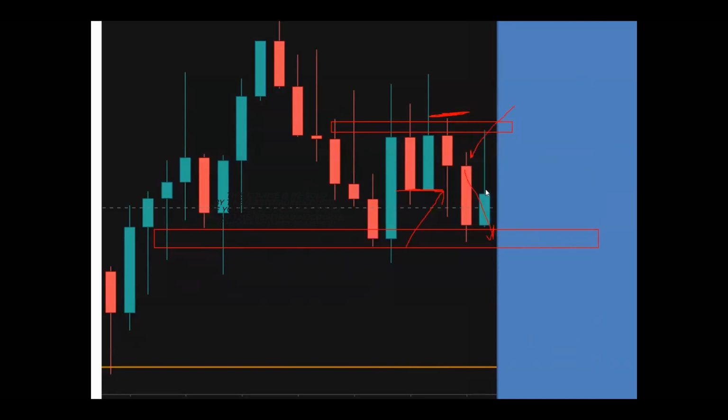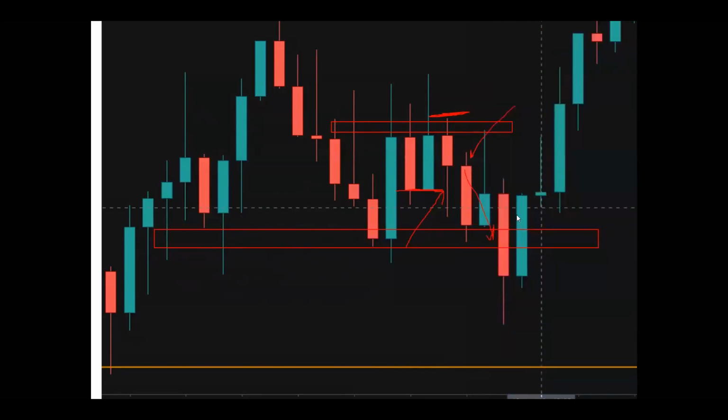Let's see what happens next. Still ranging. And then you had a little bit of a fake out, but eventually we started to move up. Always look to the top left corner. Yeah, exactly. So let's go through what happened when these candles started to move up, okay?